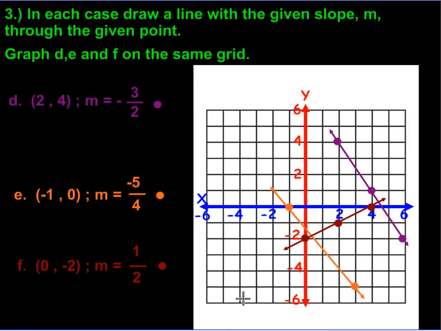And there you go. So we have the slope of D, the slope of E, and the slope of F. Please use the problems that I've done for you tonight to help you with the additional problems that are on your homework. And remember, the key to success in math is not only working hard, but working smart.